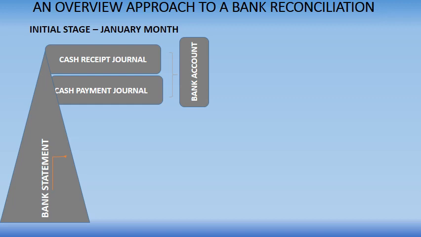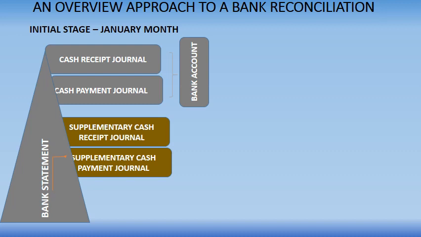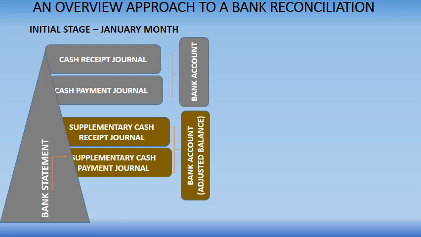Outstanding items on the bank statement will be recorded in the supplementary cash receipt and supplementary cash payment journal. The two journals will be closed off by calculating the adjusted total receipt and adjusted total payments. This will be posted into the bank account. The bank account will also reflect the opening balance for the month. This account will be closed off by calculating the adjusted closing balance.